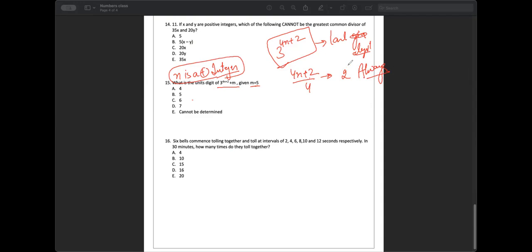Is that clear? 4n plus 2 divided by 4. 4n by 4, remainder would be 0. 2 by 4, remainder is 2. So remainder would be 2 always, irrespective of the value of n. So 3 raised to power 2, last digit would be 9. So we are talking about 9 as the last digit of 3 raised to 4n plus 2, and m is 5. So last digit would be 4.